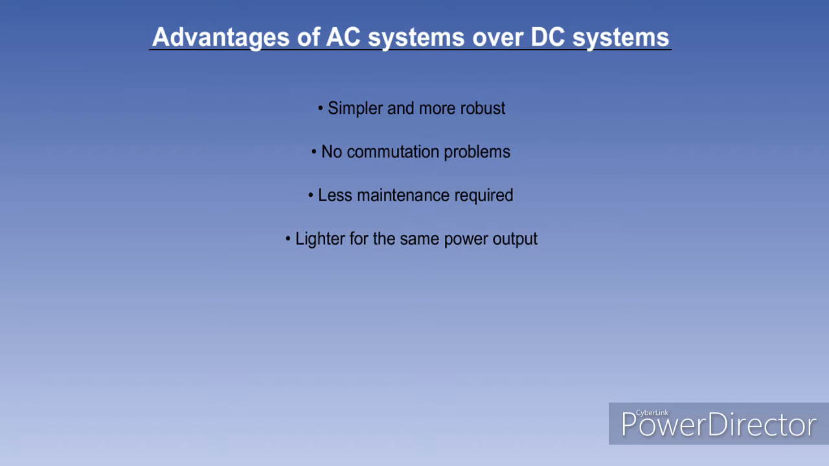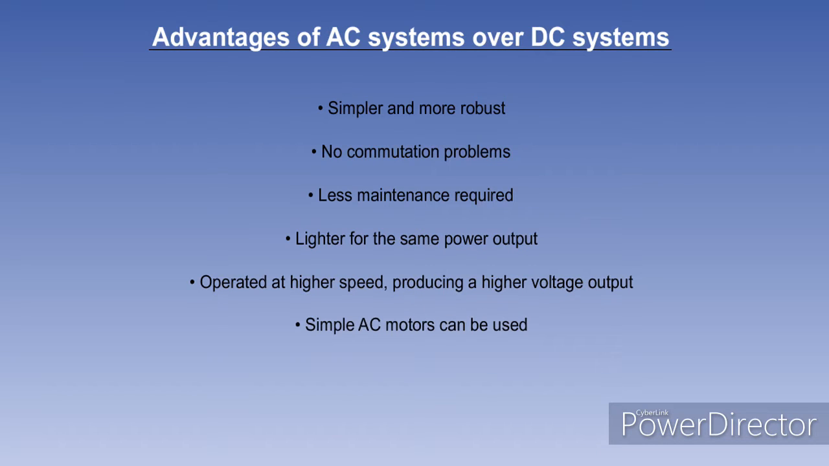An AC generator can be significantly lighter than a DC generator, with the same power output. Because the rotating elements are much lighter, AC generators can be operated at much higher rotational speeds than DC generators, so they can produce a much higher voltage output. Three-phase AC motors, which again do not require commutators, are simpler, more robust, and more efficient than DC motors. Again, AC motors are fully explained in a future lesson.